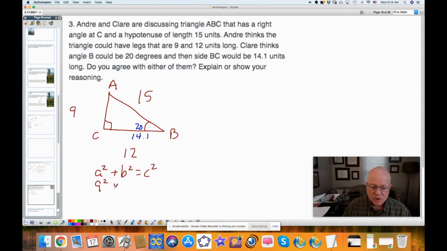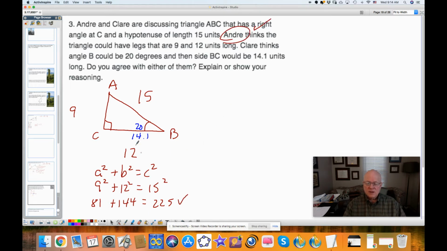So 9 squared plus 12 squared, is that equal to 15 squared? 9 squared is 81, 12 squared is 144, and 15 squared is 225. So yes, it does work. So Andre is correct. Let's check on Claire.